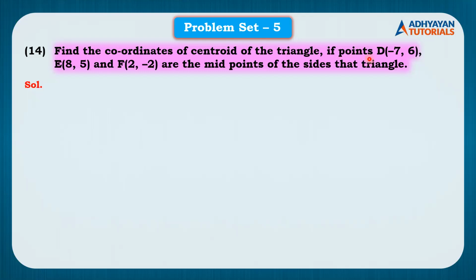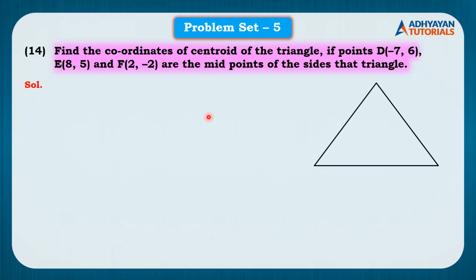If points D, E and F are the midpoints. Understand this: D, E and F are not the vertices of the triangle. I repeat again, D, E and F are not the vertices of a triangle. They are the midpoints of the sides of the triangle. Are you understanding it? So let us have a triangle first of all.